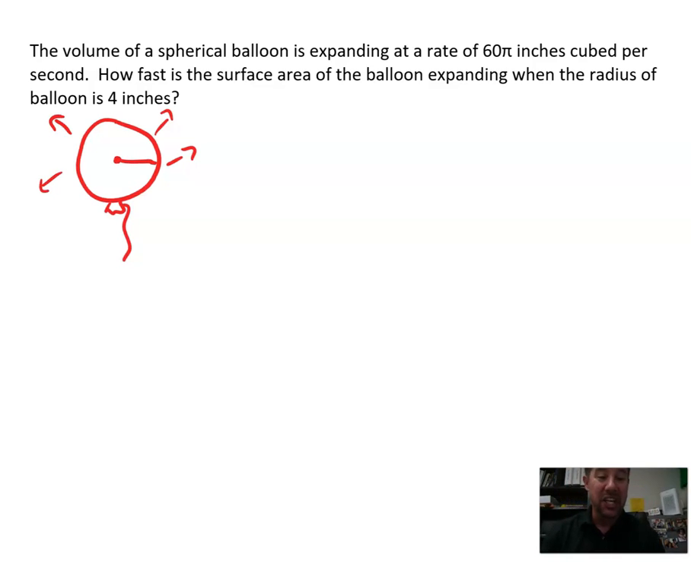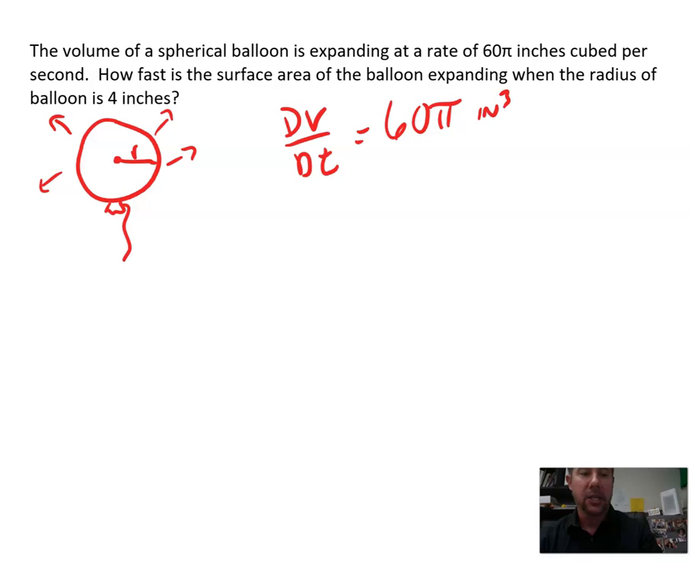That radius is changing, so I need an R, right? Don't put a number on that. Anything that's changing, put a variable. Anything that stays the same, you can put the number down. So the volume of a spherical balloon is expanding at a rate of 60 pi inches cubed per second. The volume is changing, so that must mean that represents dV/dt. The rate at which the volume is changing is 60 pi inches cubed per second.